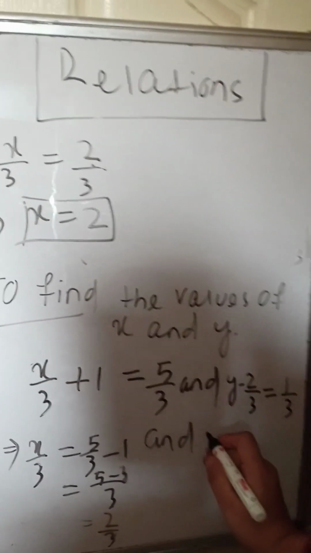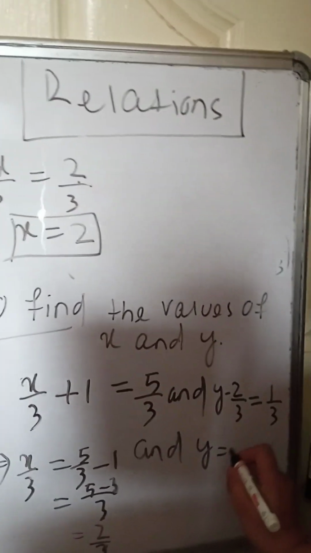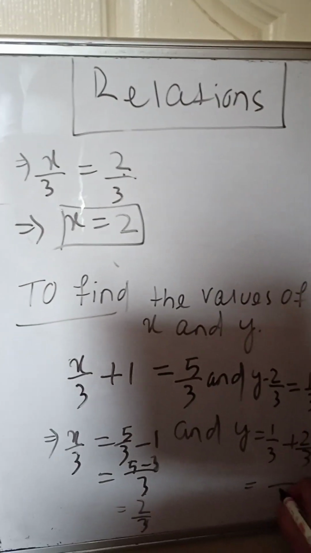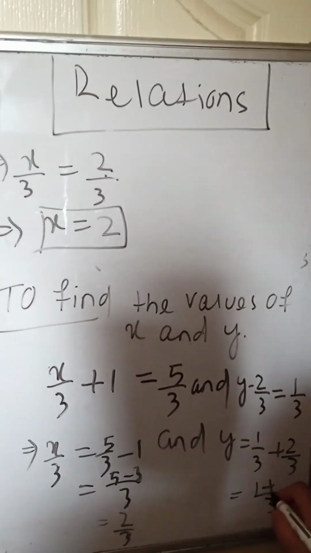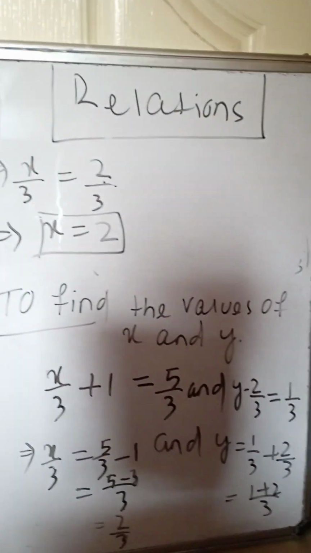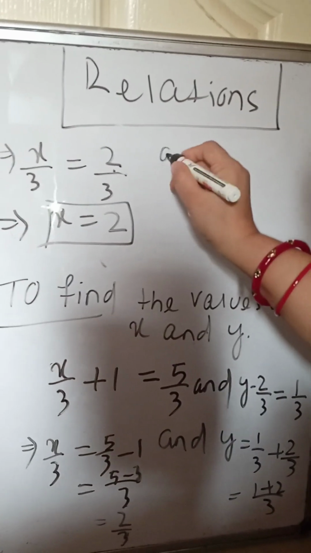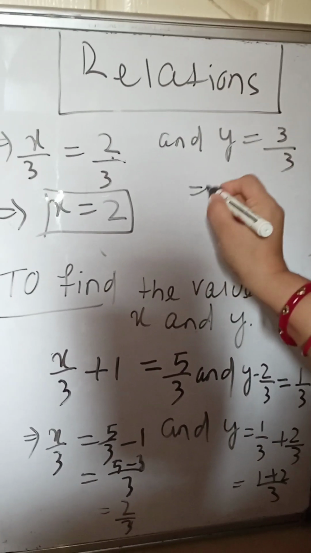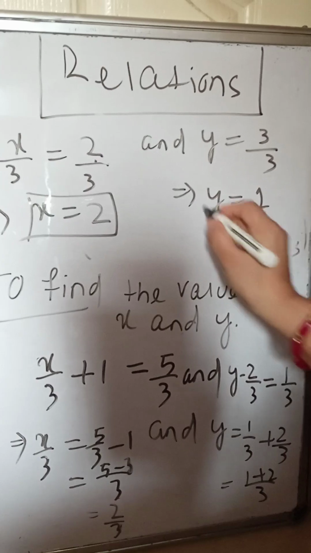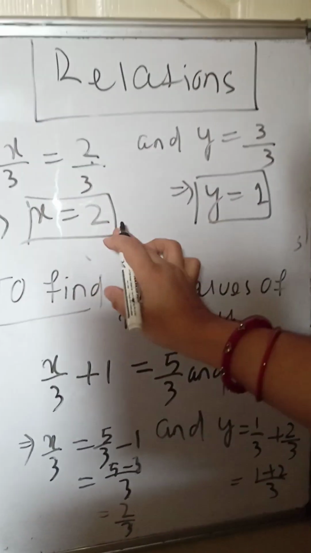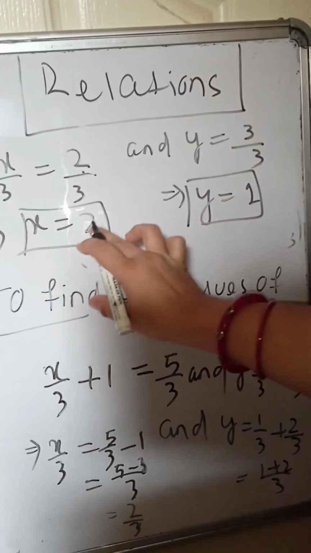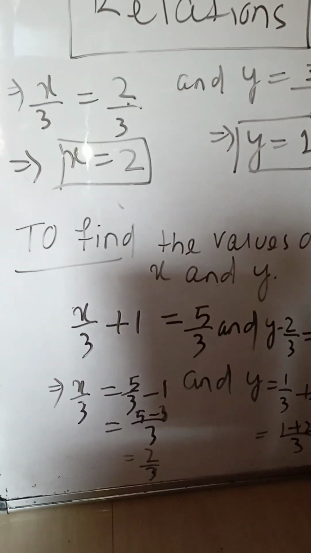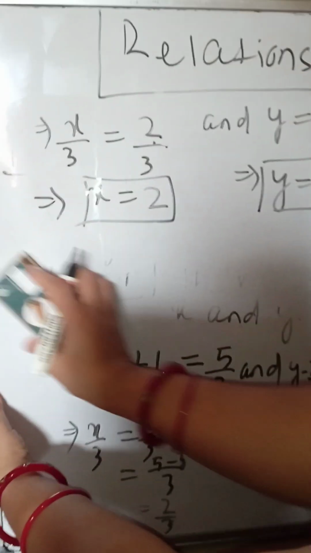Y minus 2 by 3 equal to 1 by 3, so y equal to 1 by 3 plus 2 by 3. Here you take LCM 3, then numerator 1 plus 2 by 3. So here you can write y equal to 3 by 3, implies y equal to 1. So the value of x is 2, value of y is 1. So for this x is 2 and y is 1, the given ordered pairs are equal. Next, we'll solve the next problem.